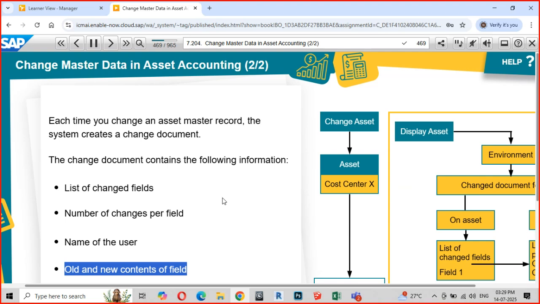So all this information, not only to assets, it is in respect of any data in SAP you change. It could be a general ledger account, it could be a customer master, it could be a customer transaction, it could be vendor related information, whatever changes you are carrying out, it is recording. The SAP system is maintaining a log of all these changes. It also records the time at which the data was changed.